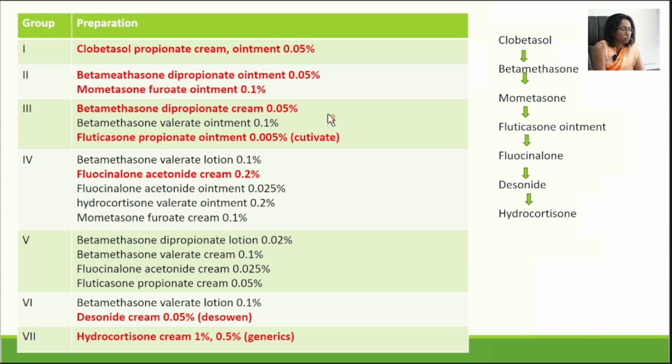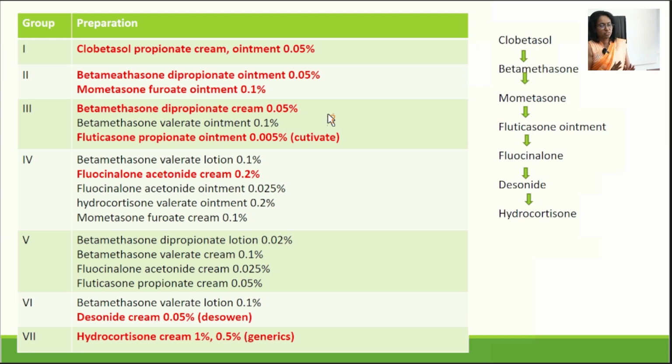And then we have fluocinolone. What we have is 0.2%, which is fairly potent, right? And then the other one you need to know is desonide. Desonide cream can be used as a slightly more potent steroid than hydrocortisone. So again, to summarize, our order is clobetasol, betamethasone, mometasone, fluticasone ointment, fluocinolone, desonide and hydrocortisone.